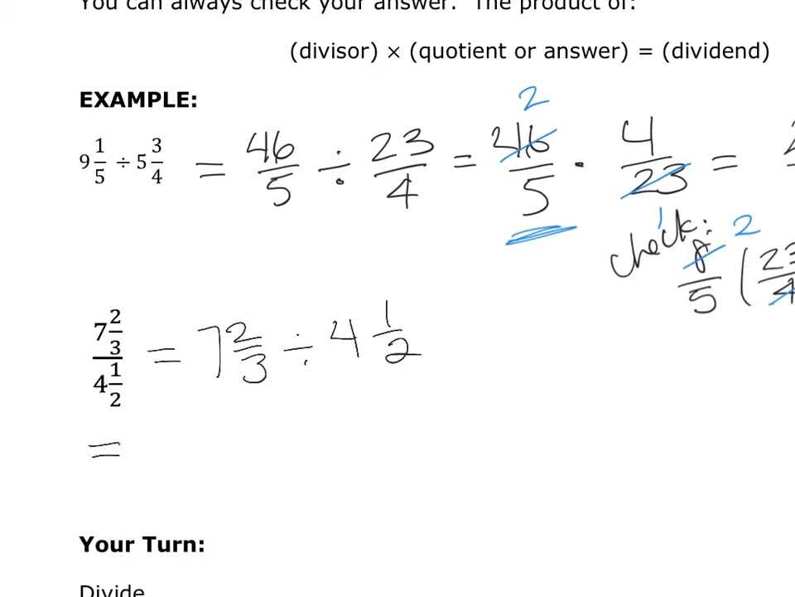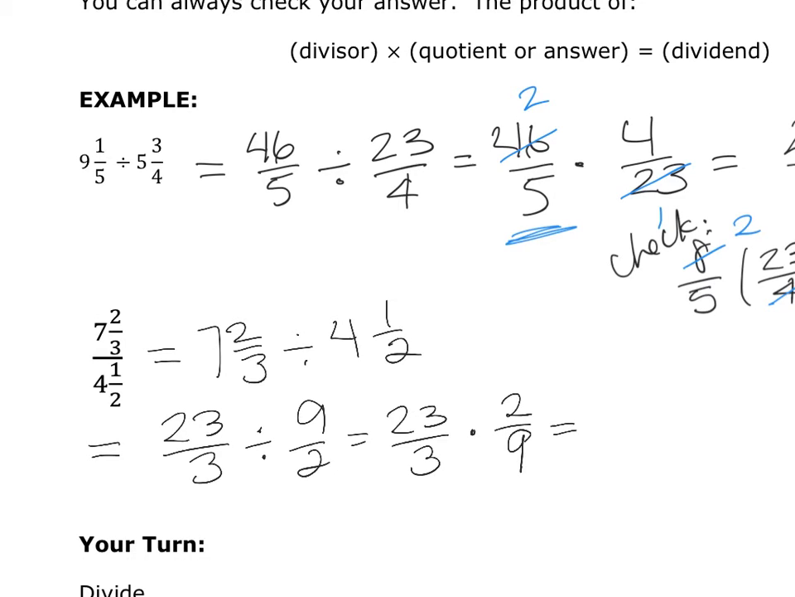Now I'm going to write them as their equivalent improper fractions. So I'm going to write 7 2/3 as 23/3 divided by, and I'm going to write 4 1/2 as 9/2. 23/3 multiplied by the reciprocal of the divisor, 2/9.